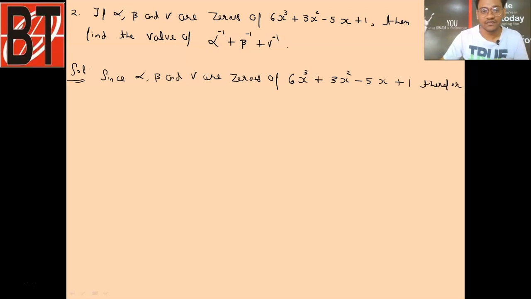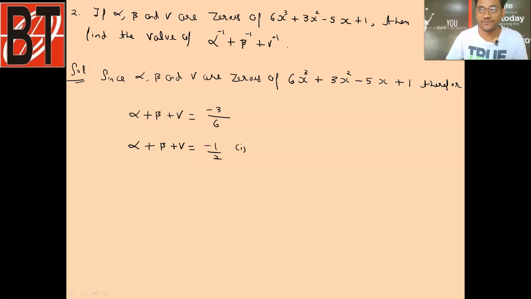So since alpha, beta, gamma are the zeros of this, can I write the three relationships? That is alpha plus beta plus gamma is minus b by a. The value of b is plus 3 and the value of a is 6. So yes, we got the first relationship, alpha plus beta plus gamma is minus 1 by 2. That's my equation number 1.